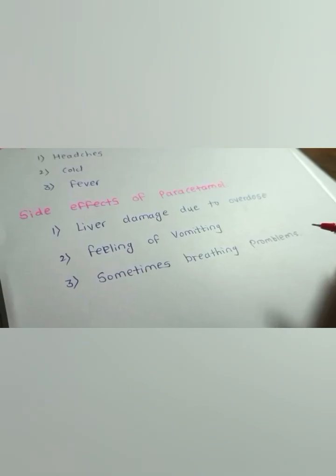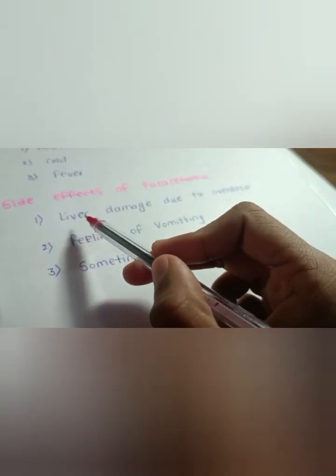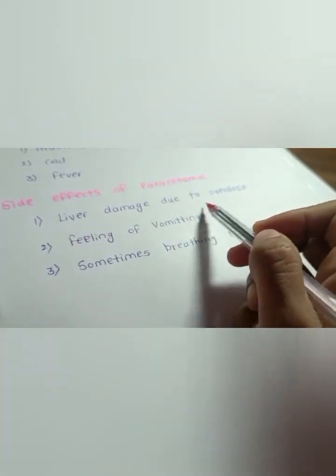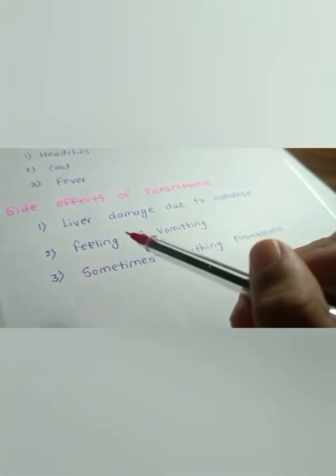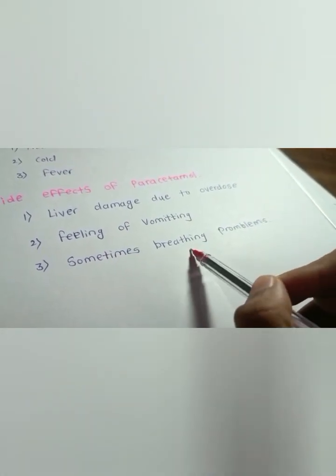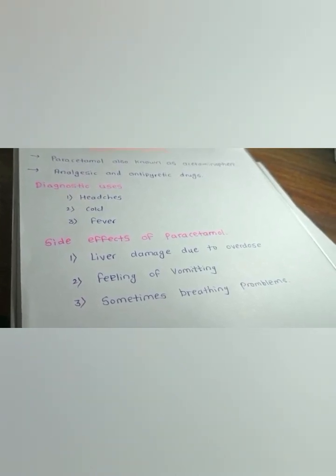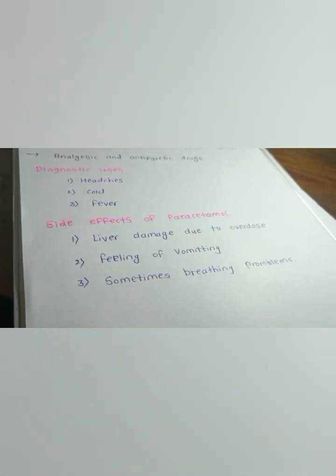Side effects of paracetamol: first, liver damage due to overdose; second, feeling of vomiting; and third, sometimes breathing problems. Paracetamol should start to work within an hour, and the effects usually last several hours. Because of its side effects, we can't use paracetamol in children.